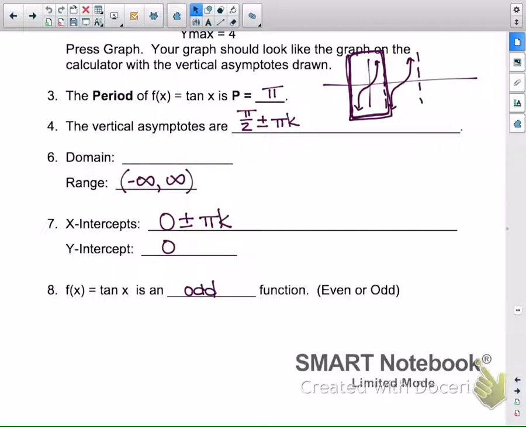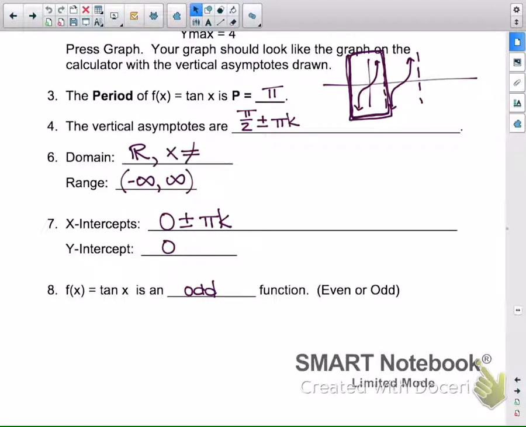Now your domain. Think back. Again, thinking back to before Christmas makes our brains hurt. But think back to when we did the rational functions that we talked about with the asymptotes. We had the graphs that look like these. And we said your domain for that is all real numbers, but x does not equal, and what did we leave out of that? The asymptotes, right? This is exactly how we're going to write our domain here. So I'm going to say my domain is all real numbers, but x does not equal.